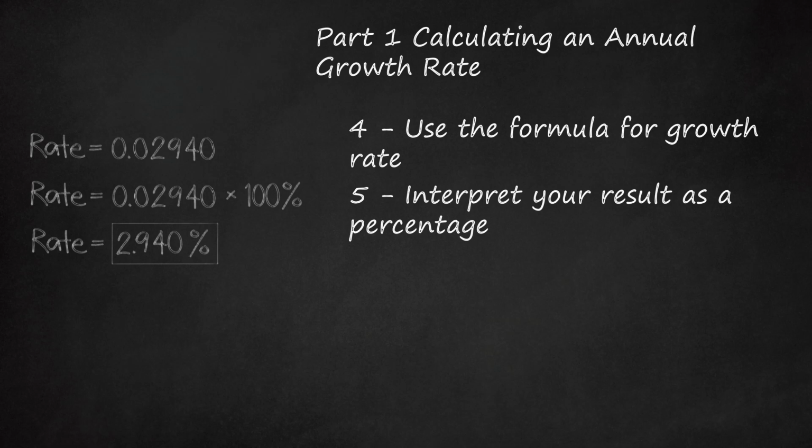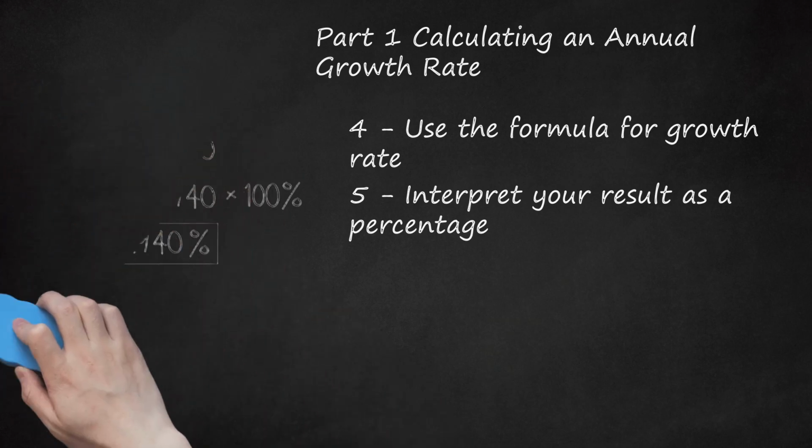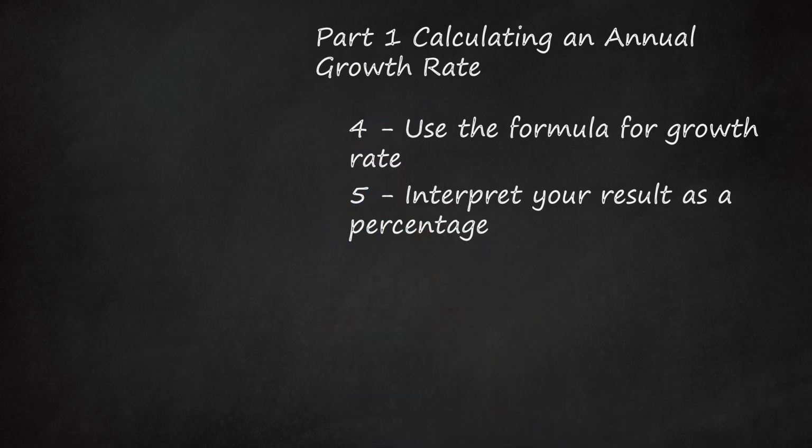For example, again using the data from 2015 to 2016, the calculation produced a result of 0.02940. Convert this to a percentage as follows. 0.02940 times 100% equals 2.940%. Thus, you can report that the annualized growth rate of the U.S. GDP from 2015 to 2016 is 2.940%. Because the figure is positive, the GDP is improving over that time period.